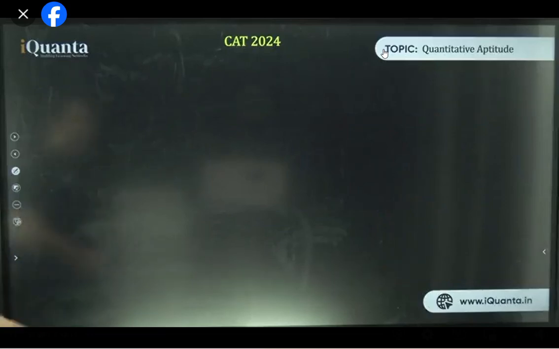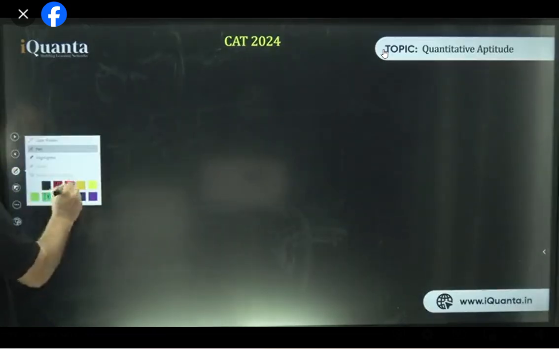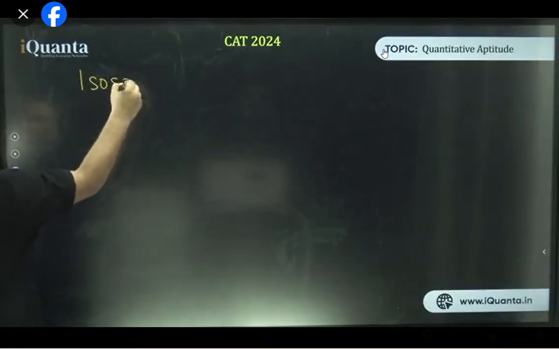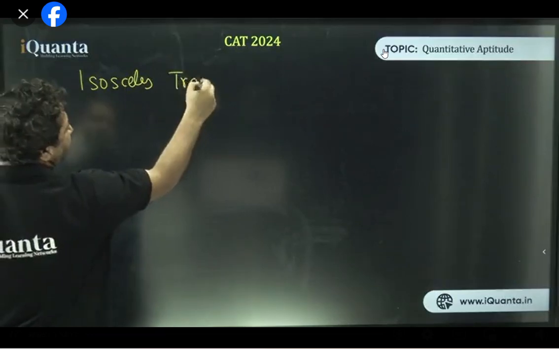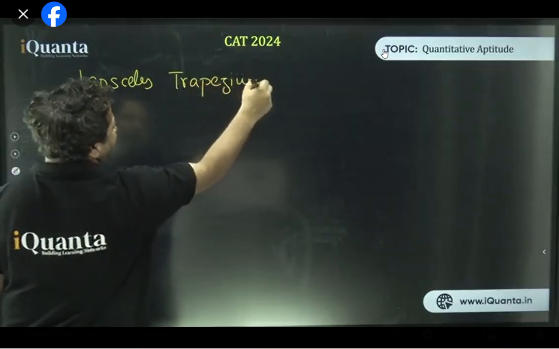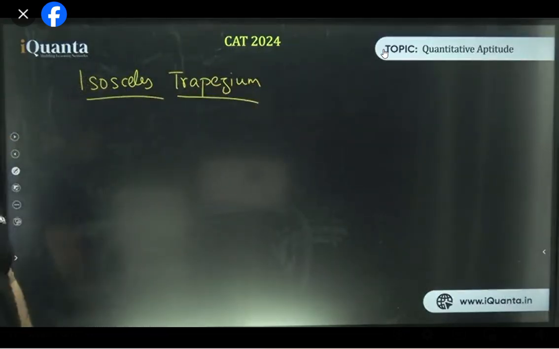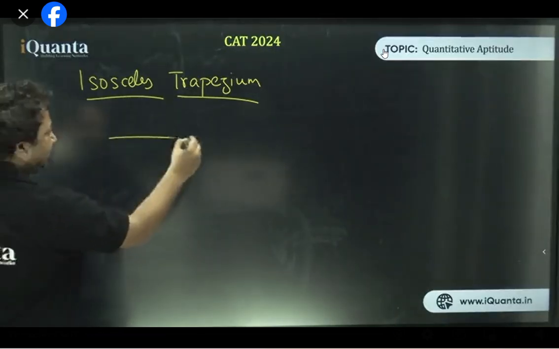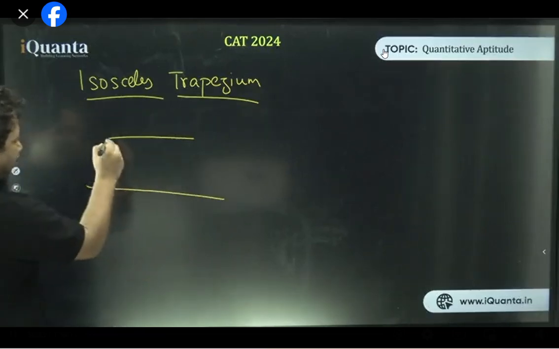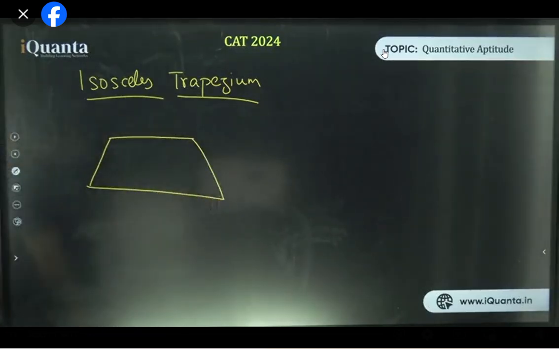Let's move ahead. Then comes the isosceles trapezium. So we are already pressurized a lot. An isosceles trapezium is a trapezium in which the non-parallel sides are equal. I think this is what someone was talking about.